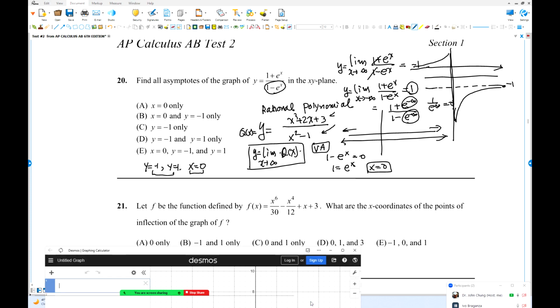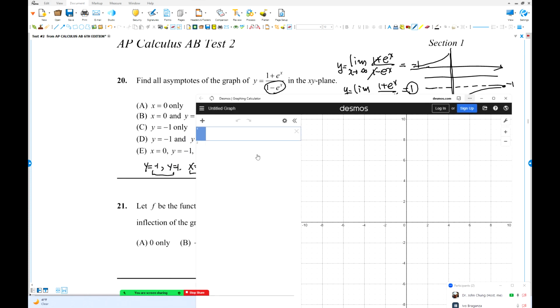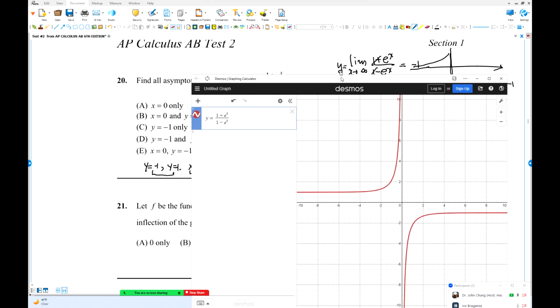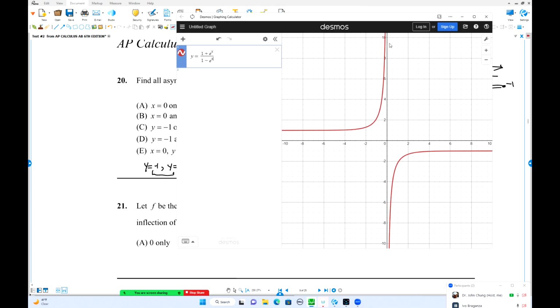That might help you understand. This is y equals 1 plus e to the x over 1 minus e to the x. That's the graph. There's the vertical asymptote at x equals 0, right? X equals 0. That's the vertical asymptote.